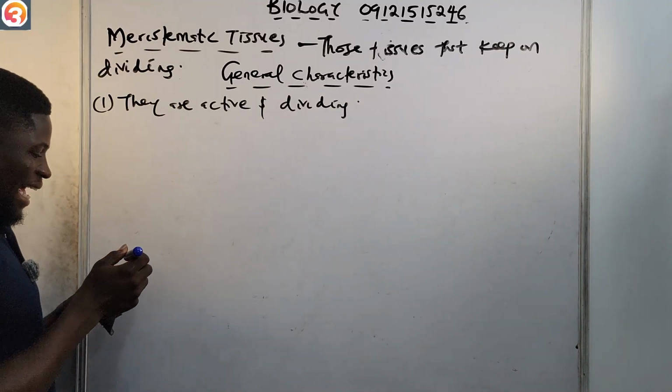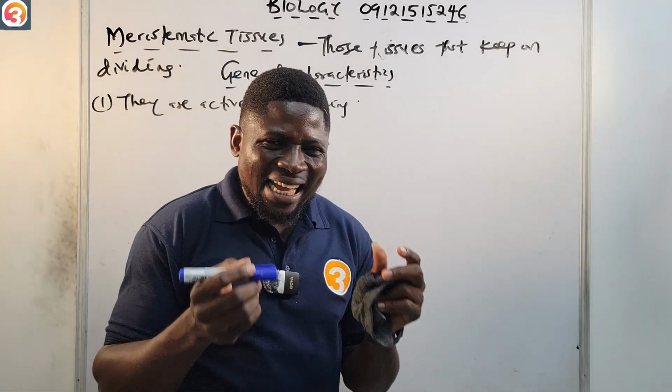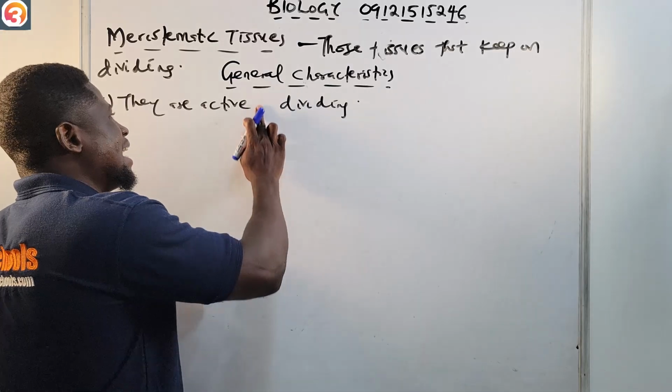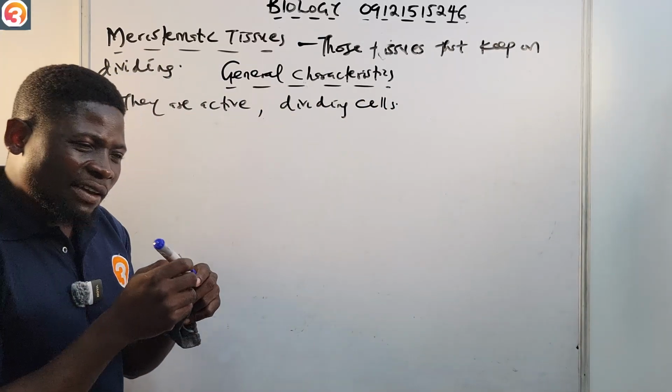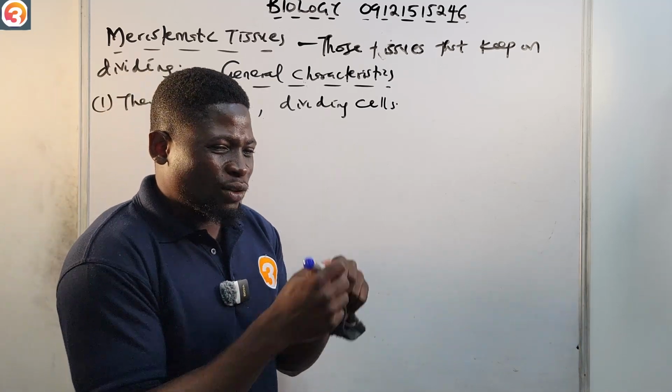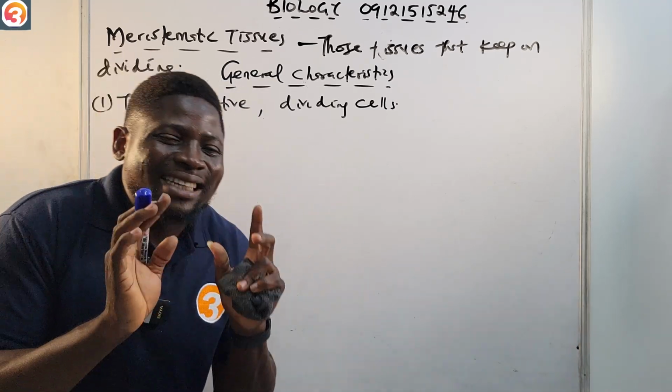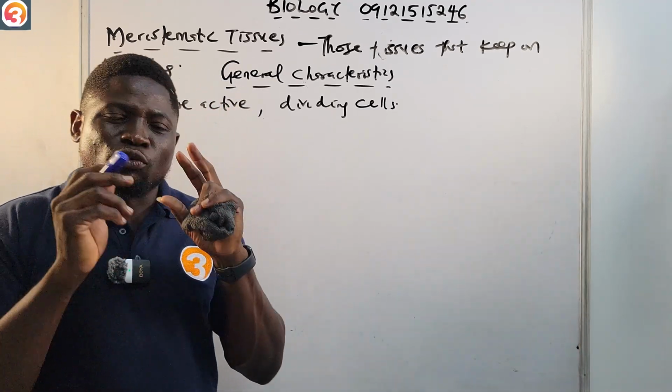Dividing. Okay, they are active, dividing what? Cells. They are active, dividing cells. This is one of the major characteristics of meristematic tissues.